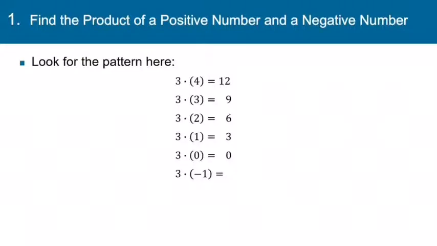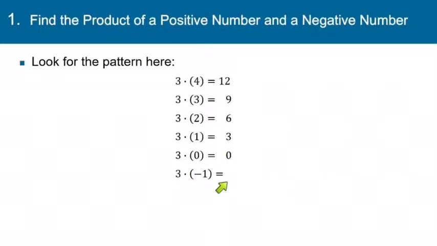Now, instead of me just giving you the rules for multiplying positives and negatives, let's see if we can determine the pattern by looking at this multiplication table. This is the multiplication table for 3. And notice that we're starting with 4 and we're decreasing that number by 1 each time. So, of course, 3 times 4 is 12, 3 times 3 is 9, 3 times 2 is 6, 3 times 1 is 3, 3 times 0 is 0. Notice that we're decreasing by 3 each time.